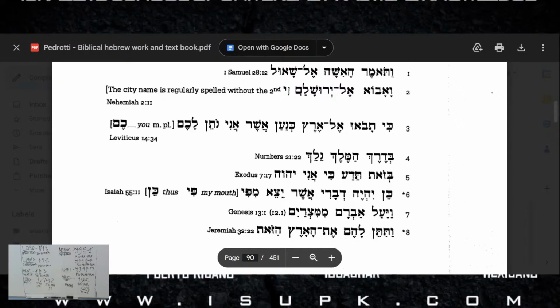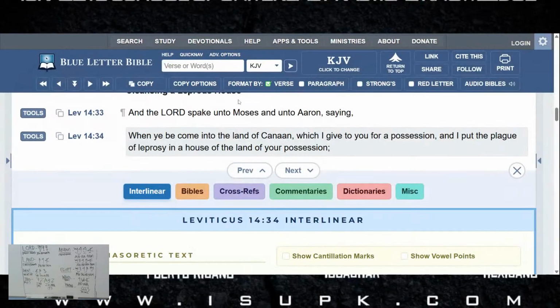Book of Nehemiah, chapter 2 and verse 11. Let's come back over here. Let's type it in. Nehemiah 2 and 11.